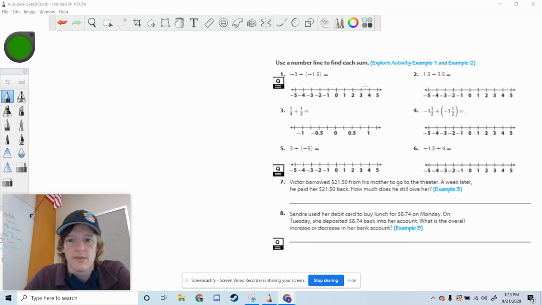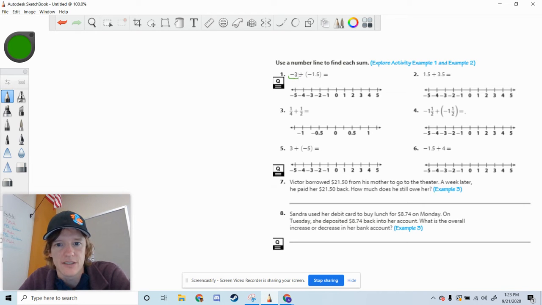For number 1 through 6, they gave us a number line. So let's talk about this. Let's look at this first number line. It's broken into wholes. So you go up 1, up 1, up 1, up 1, up 1. But if we compare it to number 3's number line, that's broken into fractions. But let's start on number 1.